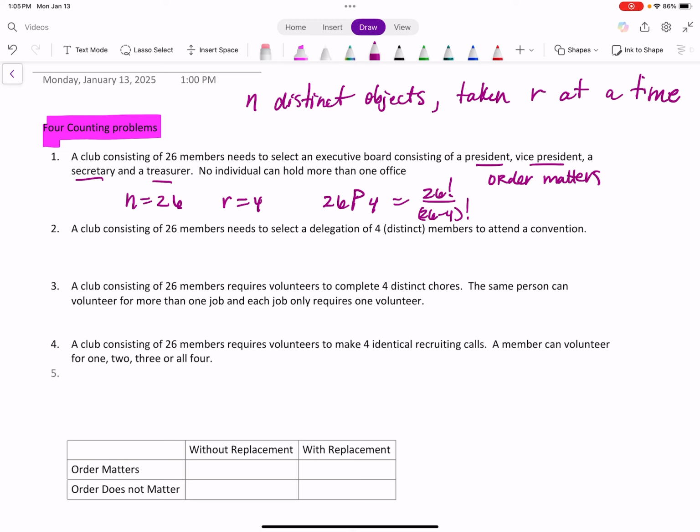A club consisting of 26 members, again, those are our distinct objects, needs to select a delegation of 4 distinct members to attend a convention. So here we're looking at a group of them. We're not assigning them a role. So again, R is equal to 4. Here, order doesn't matter since it's just a group of 4, and without replacement. So that's the distinct part right there.